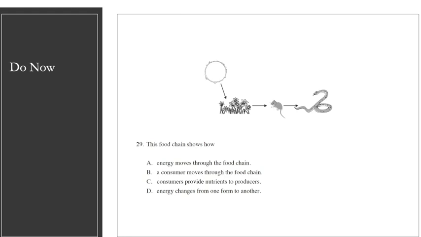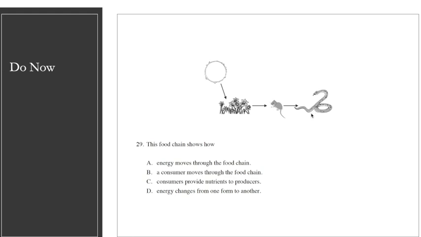So the question reads: the food chain shows how A, energy moves through the food chain; B, a consumer moves through the food chain; C, consumers provide nutrients to producers; and D, energy changes from one form to another. If we look at this food chain, you see that at the beginning you have the sun, and then the next thing that receives energy is the flowers, and then you have a mouse and a snake.